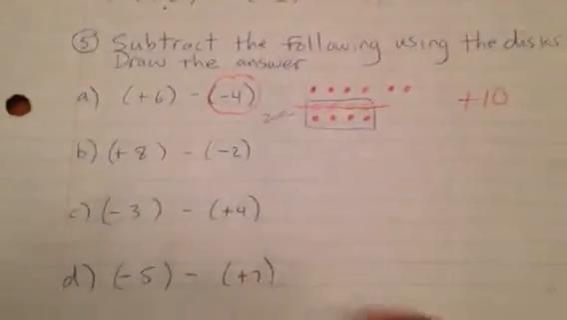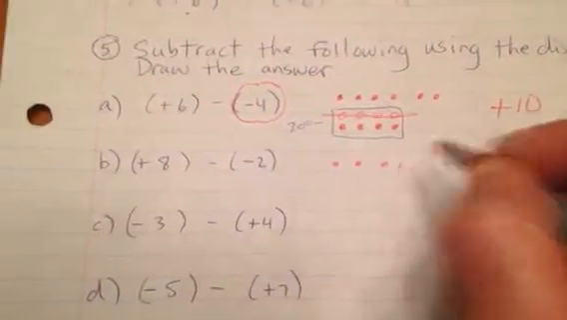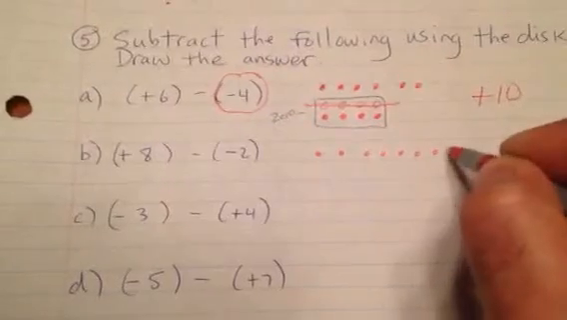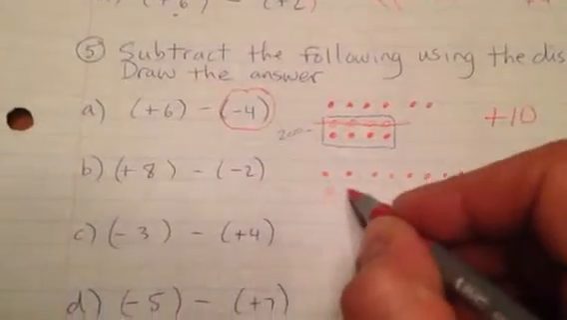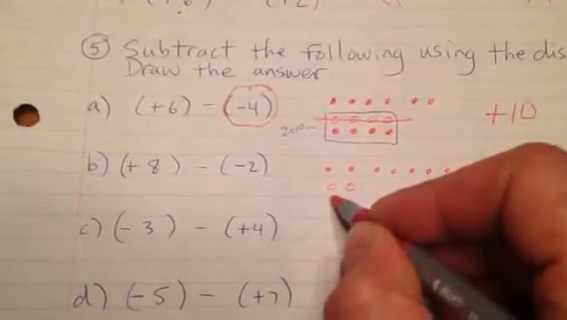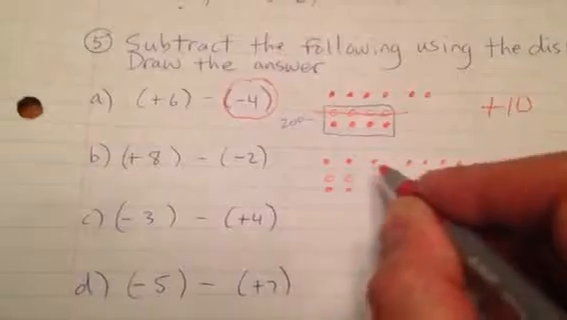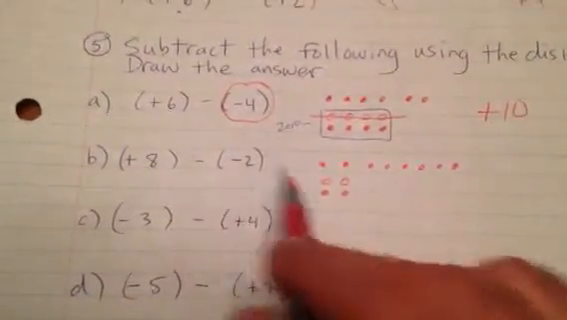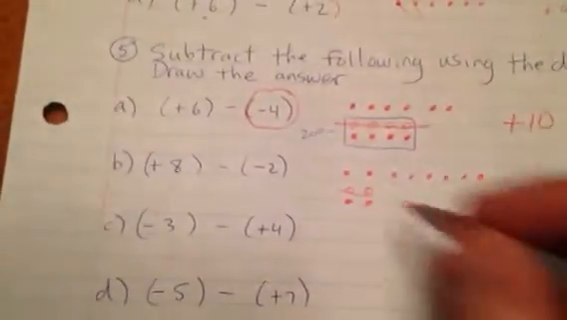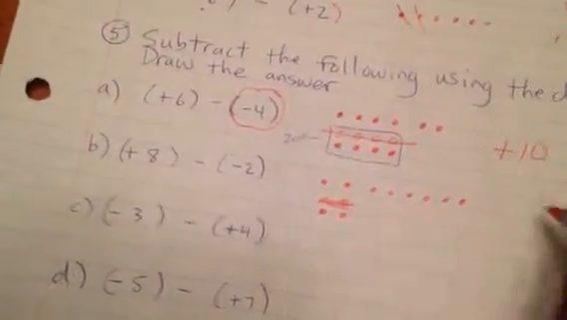Let's try another one. Okay, so positive 8. We draw positive 8. 1, 2, 3, 4, 5, 6, 7, 8. Now I take away a negative 2. I don't have negative 2, so I put it down. But when I put it down, I also put down 2 positives because I want to have 0. I don't want to add more than this. I still have positive 8. Now can I take away negative 2? Yes, I can. So there we go. Take away these. So I'm left with the 8 plus the 2 is positive 10.